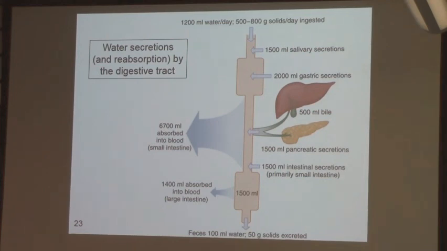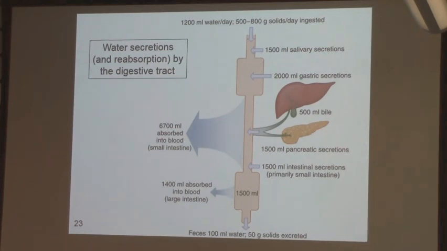This is water flow. So remember the way we did water in the kidney? The kidney is important for the reabsorption of water. The large intestine is important for the reabsorption of water as well. So we drink and eat a certain amount of water, and then we secrete a huge amount of water: 1.5 liters of spit, 2 liters of gastric juice, 2 liters of pancreatic juice and bile. These are large volumes.